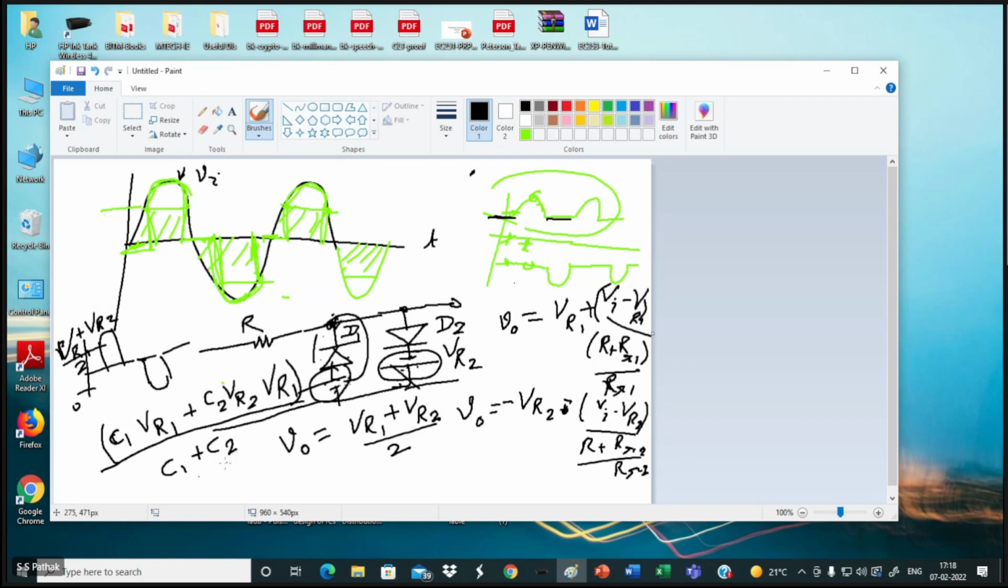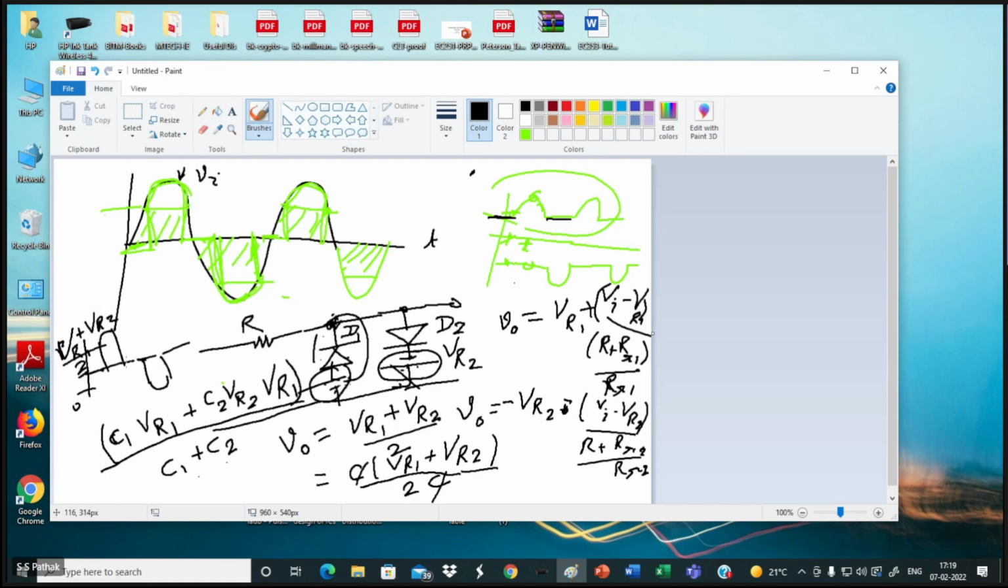Suppose C1 and C2 are equal, then what is going to happen? It will become equal to C. Here is your Vr1 plus Vr2. Both are identical batteries but different voltage values. Capacitance is fixed, charge is changing. This one will be your 2C. This C and C cancel, it becomes Vr1 plus Vr2 divided by 2. So this reference point here will be Vr1 plus Vr2 divided by 2.